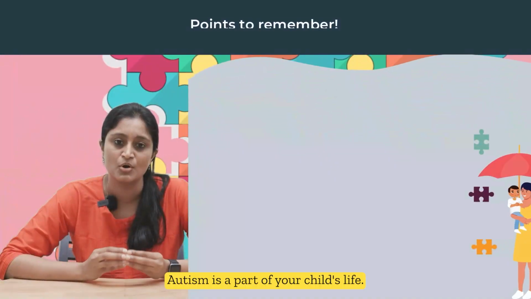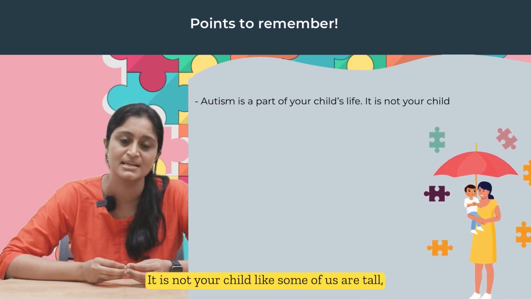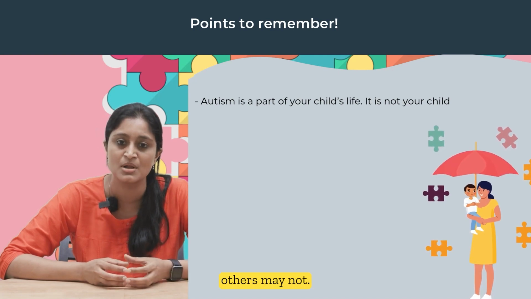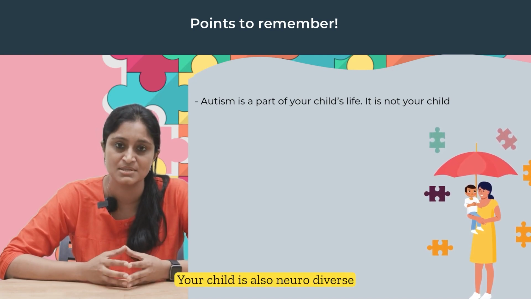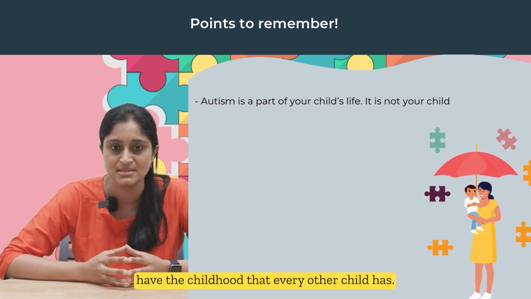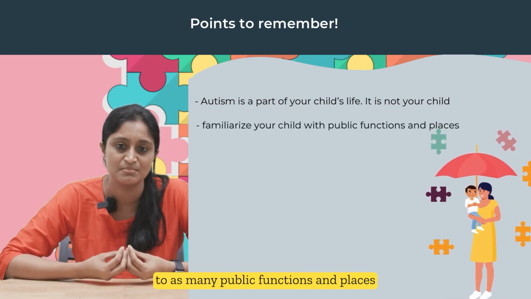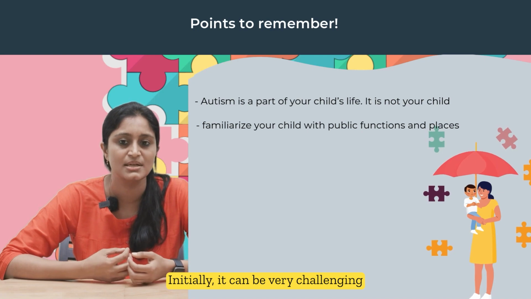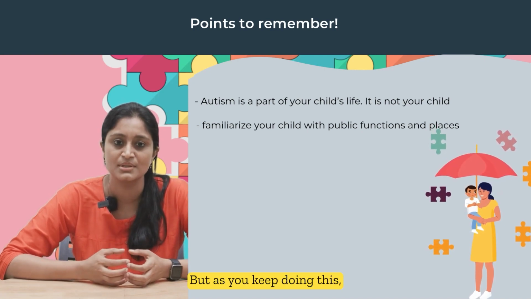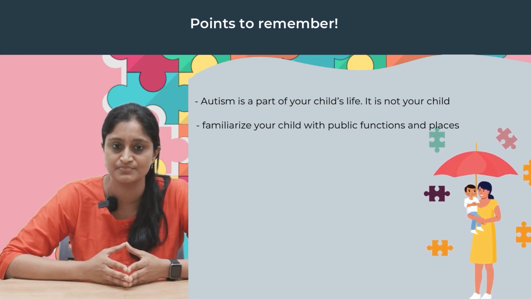Just to sum up, autism is a part of your child's life. It is not your child. Like some of us are tall, some of us are short, some might have sporting abilities, others may not. Your child is also neurodiverse. Let your child have the childhood that every other child has. Try and take your child out to as many public functions and places as you can. Initially, it can be very challenging and very difficult, but as you keep doing this, you will find that the child learns to navigate these situations quite well.